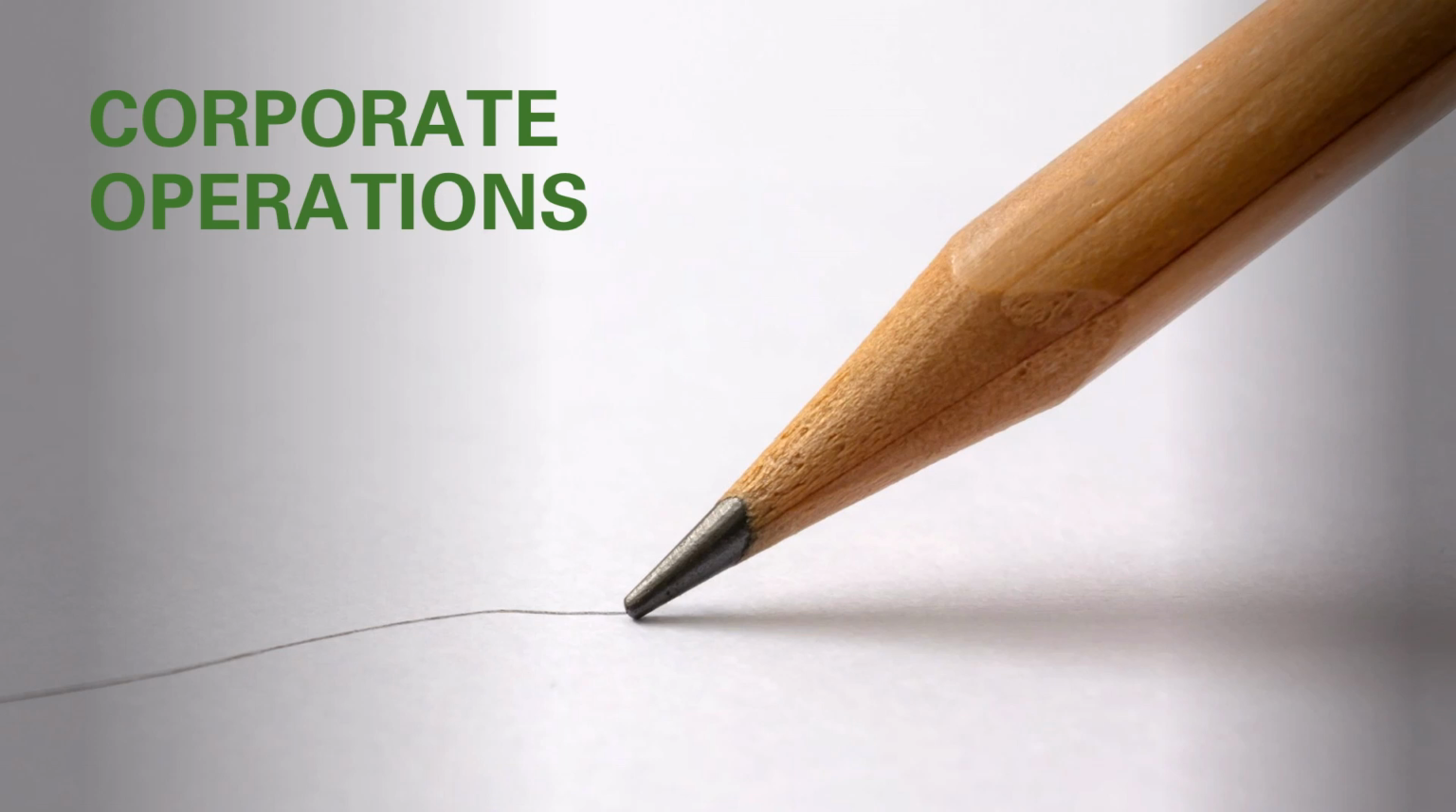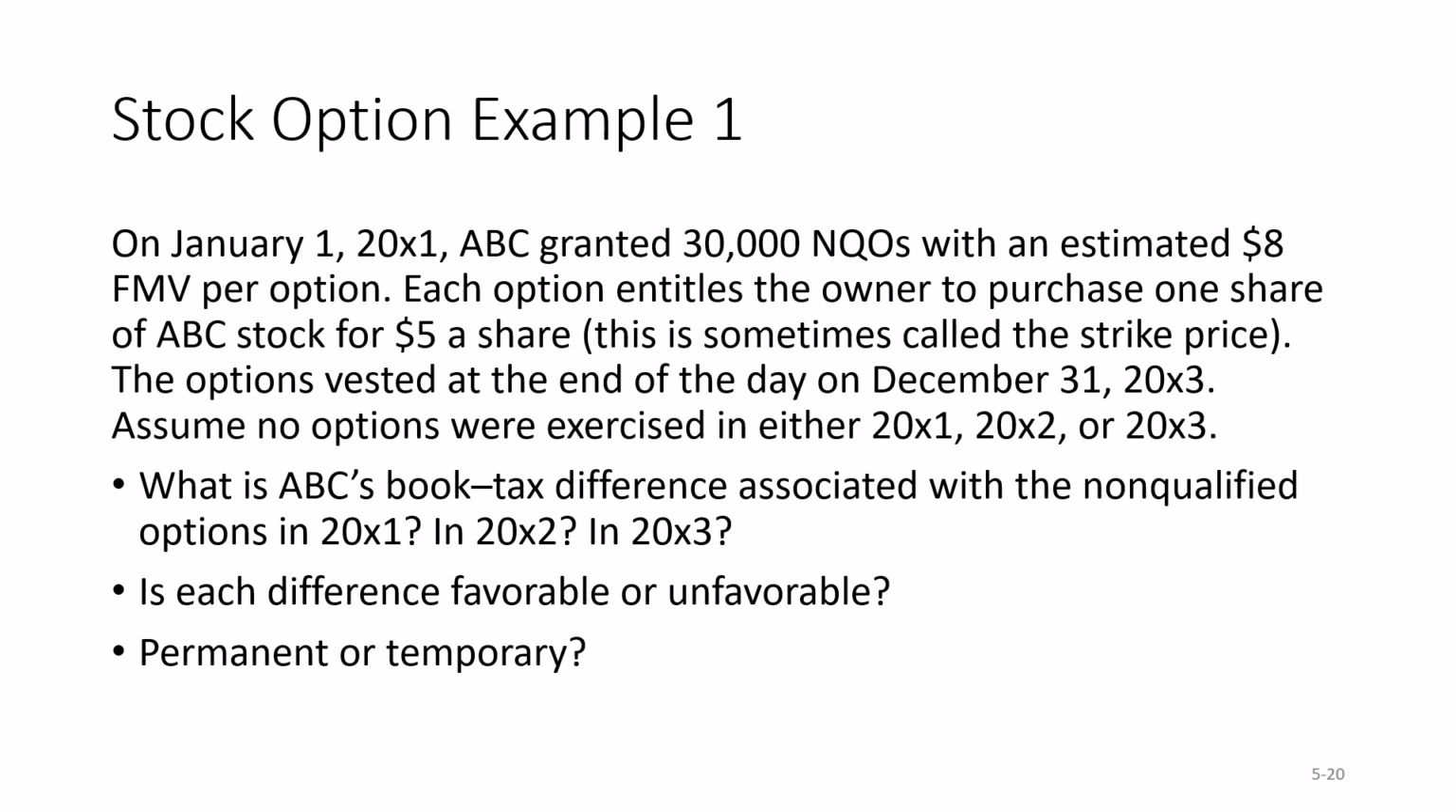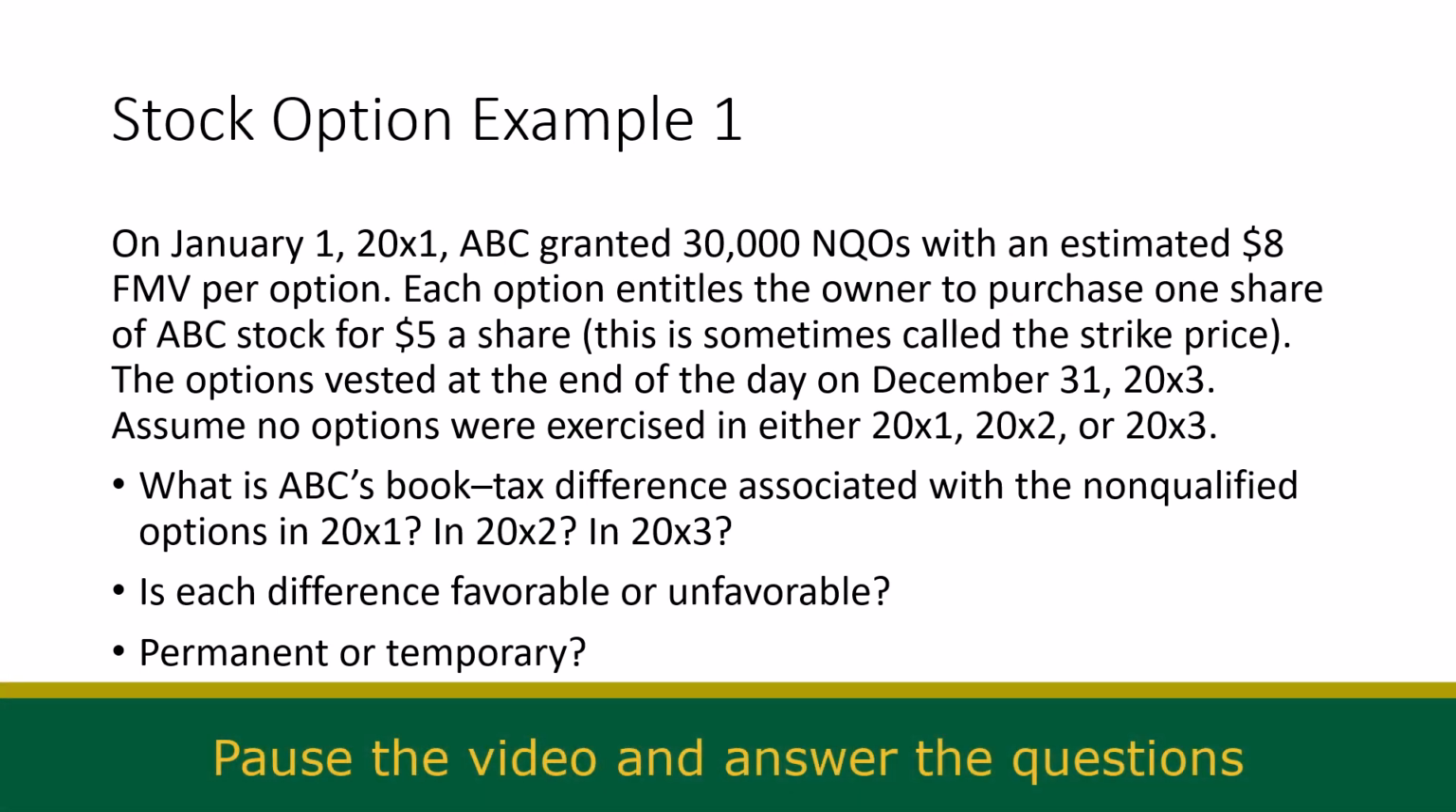Corporate operations. Let's work through a stock option example. I'm going to use just years 20x1, 2, and 3 to indicate the first, second, and third year of the problem. ABC Company granted 30,000 NQOs with an estimated $8 fair market value per option. Each option allows the employee or the owner to purchase a share of ABC stock for $5 a share. This is the strike price.